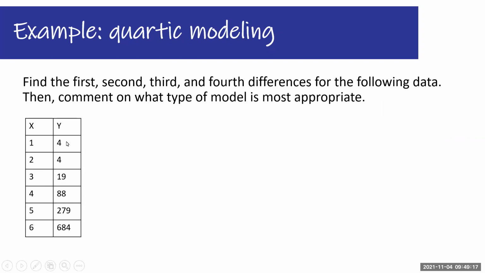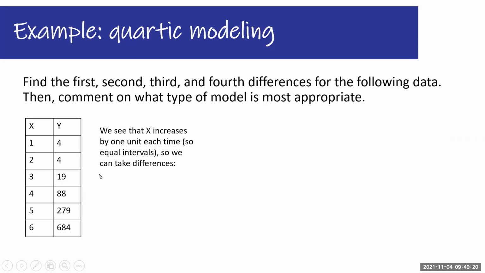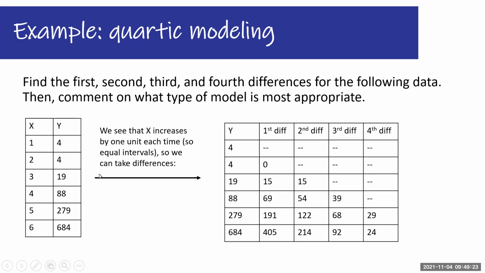Once we know that's good, we can just look at our differences based on consecutive y values. For our first differences, remember you don't get a first difference for your first one because you don't have a comparison. So 4 minus 4 is going to be 0. 19 minus 4 is going to be 15. 88 minus 19 is 69, and so on for all of your first differences. To get your second differences, you're going to do the same thing, except you're going to use your first differences. So again, we don't have one for the first two, because this is our first one that we're comparing. So 15 minus 0 is 15. 69 minus 15 is 54, and so on.